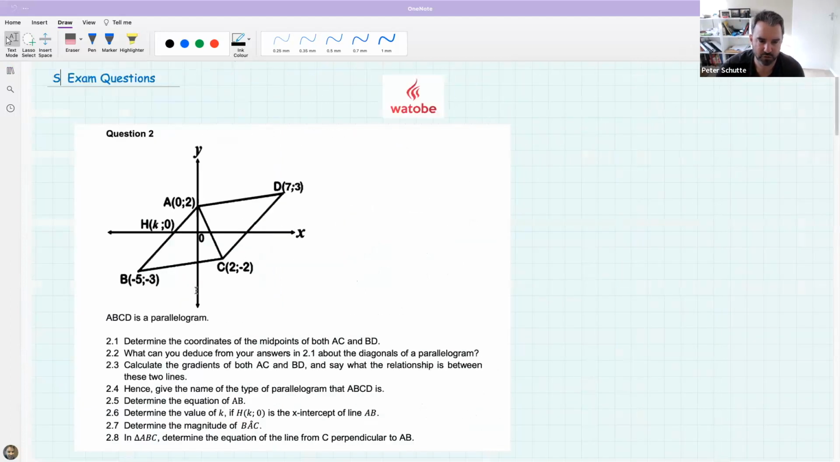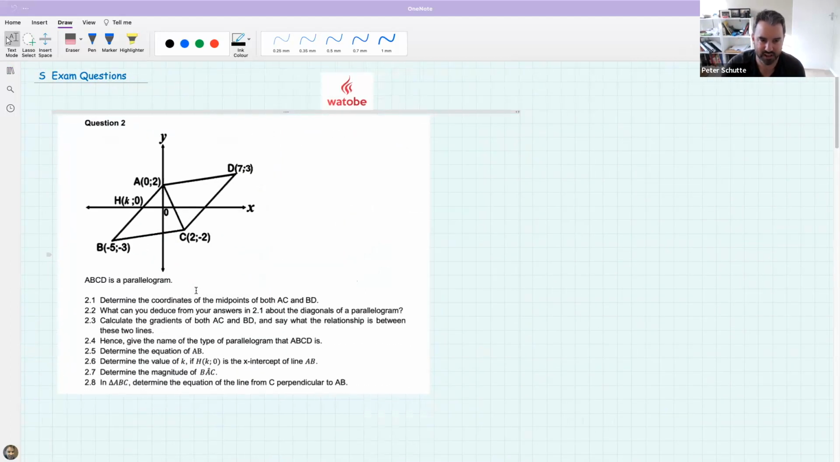I think a good first question would be an exam question like this. Now, this is from paper 2, but it has stuff about straight lines that maybe helps a little bit with paper 1 as well. So let's start by looking at this. It says ABCD is a parallelogram, so notice how it's in alphabetical order. And I want you to find me the midpoints of AC and BD, which are diagonals of this parallelogram.